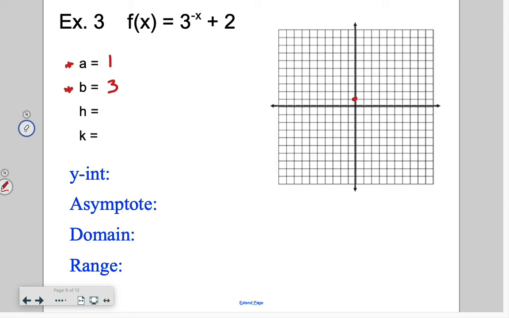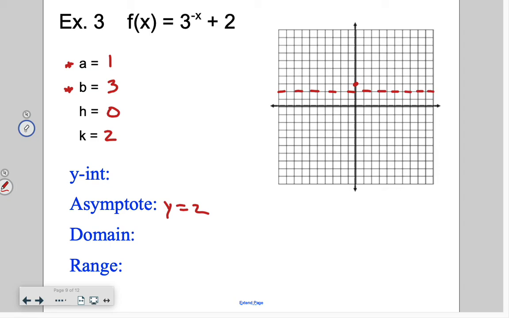What's the horizontal shift? It's not 1. There isn't any. Because of the fact that it's addition, there's nothing added or subtracted to x in the exponent. There's nothing up here in the exponent that's being added or subtracted, so there is no horizontal shift. Vertical shift? 2. Which means that's where your asymptote is located. y equals 2. So we're going to take this graph and move it up 2. So that point is now up at 3. Horizontal asymptote is at 2.